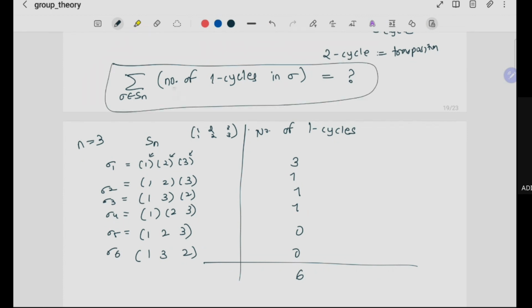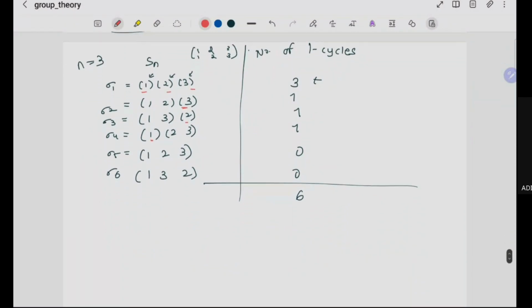We want to find this. They are first saying the number of 1 cycles in sigma, then they are taking the sum over all the sigmas. So for this sigma 1, the number of 1 cycles is 3. Number of 1 cycles here is 1, here 1, 1. These are the only 1 cycles. And here there is no 1 cycle, and not even 2 cycles. We only have 3 cycles here.